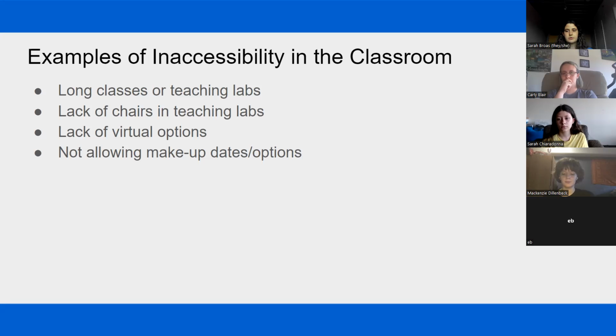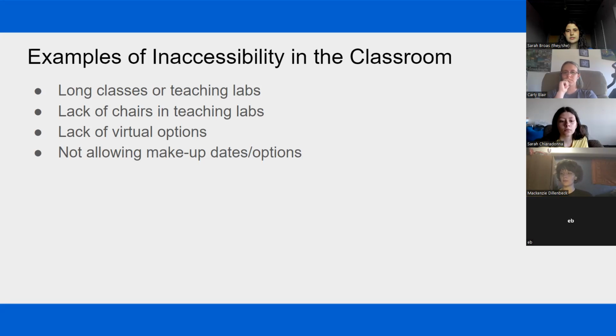And I can imagine it was a lot for others. So the times of teaching labs and time restrictions, as well as the length themselves, can be very inaccessible for completely different reasons. Number 2, we had already mentioned lack of chairs in teaching labs. That's just a very common inaccessibility.